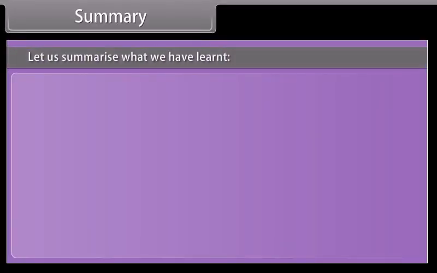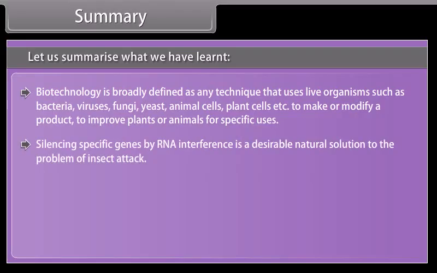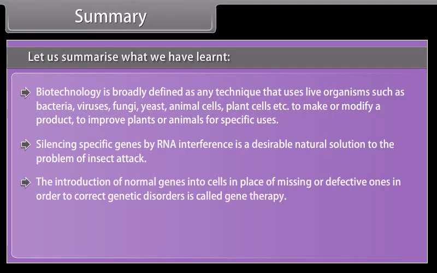Summary. Let us summarize what we have learned. Biotechnology is broadly defined as any technique that uses live organisms such as bacteria, viruses, fungi, yeast, animal cells, plant cells, etc. to make or modify a product to improve plants or animals for specific uses. Silencing specific genes by RNA interference is a desirable natural solution to the problem of insect attack. The introduction of normal genes into cells in place of missing or defective ones in order to correct genetic disorders is called gene therapy.